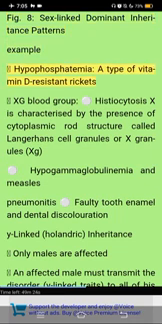Examples: Hypophosphatemia, a type of vitamin D-resistant rickets. XG blood group. Histiocytosis X is characterized by the presence of cytoplasmic rod structures called Langerhans cell granules or X granules. Hypogammaglobulinemia and measles pneumonitis. Faulty tooth enamel and dental discoloration.